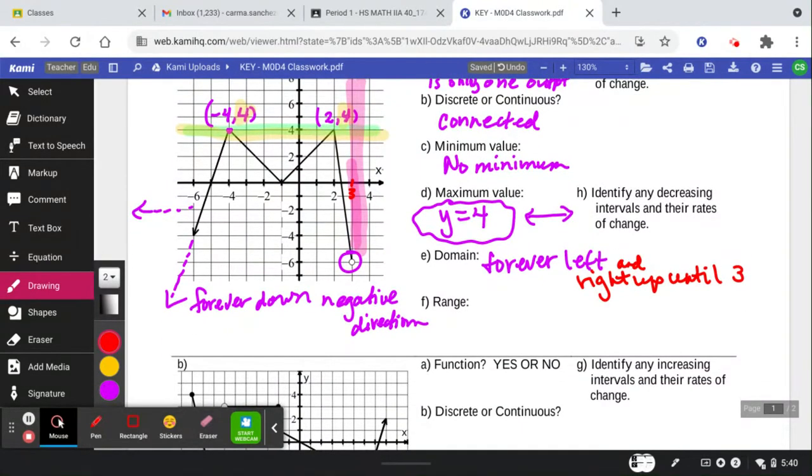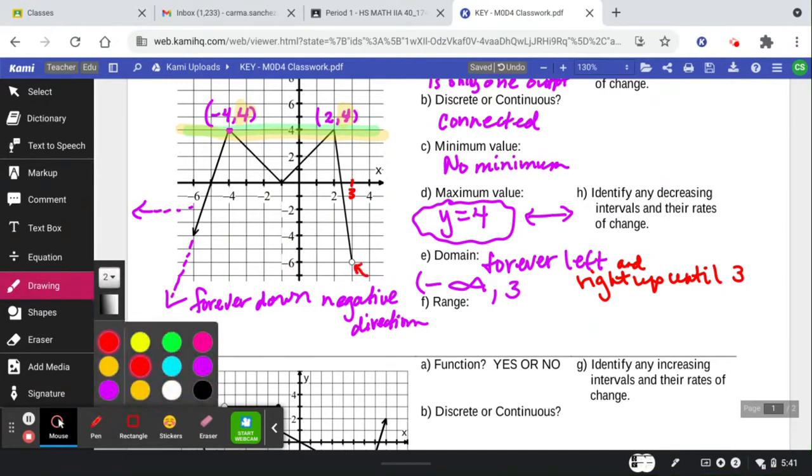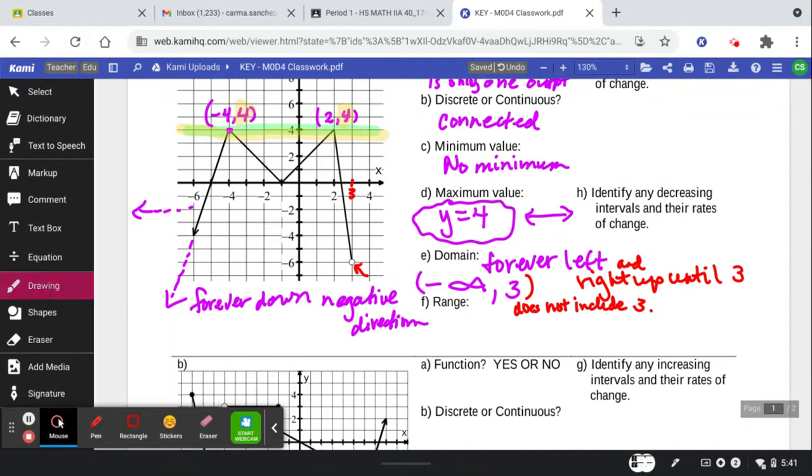So how do I write that in interval notation? I'm going to say that it goes from negative infinity up to 3. For the infinities, we always use an open bracket. For the 3, notice that right here, the 3 is an open dot. So we are going to say that it is not included. It goes all the way up until 3, but does not include 3 in the domain.